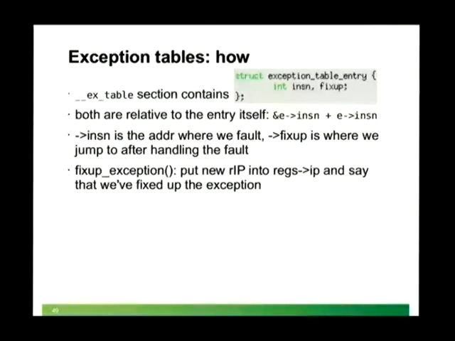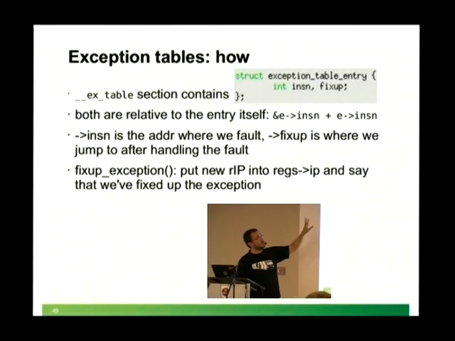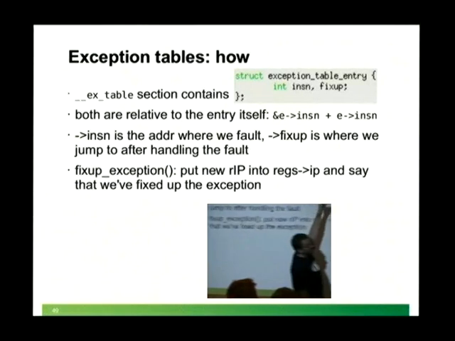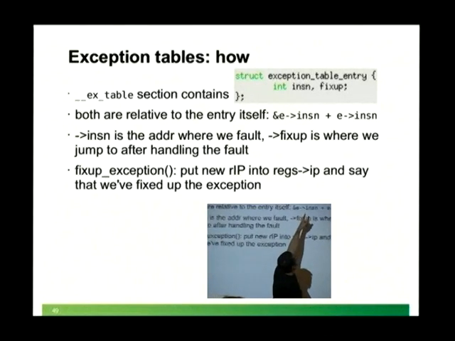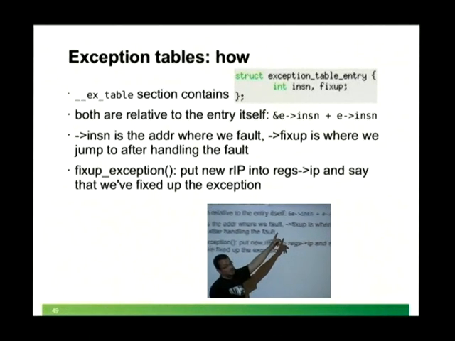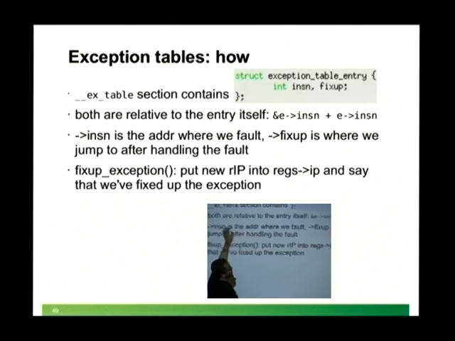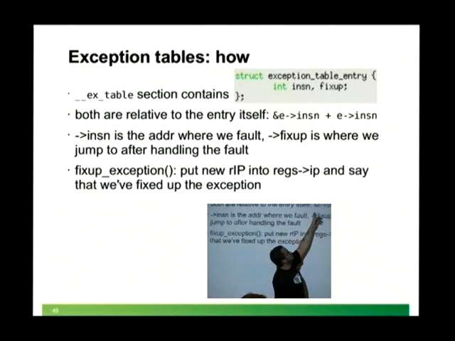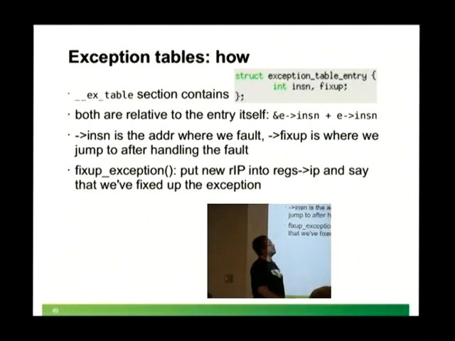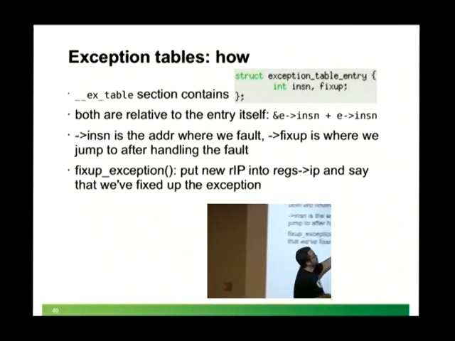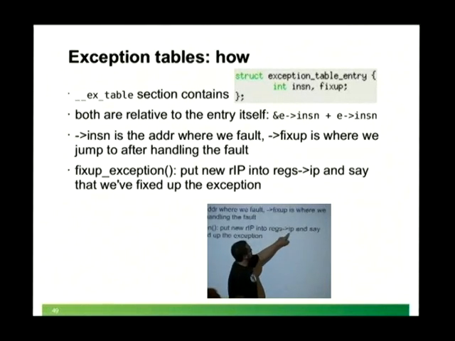So what do they look like? It's basically the same stuff as the alternatives. But this time there are only two members in the struct, the address of the instruction and the address of the fix-up. How do you get those addresses? It's an int, so 32 bit generally, and you take the address of this thing and you add the offset to itself. This is the same way the alternative instructions are computed. So when you iterate over the exception table, you do that, and then you compare it with the address you faulted at. And if it's the same address, you jump to the fix-up. You write the fix-up into RIP and then you continue.